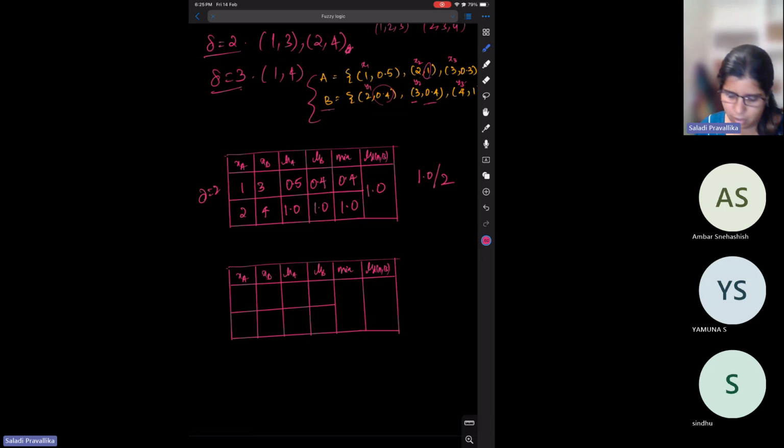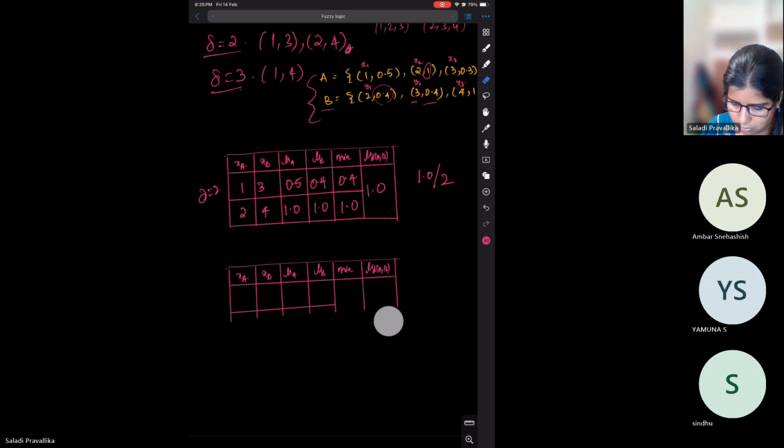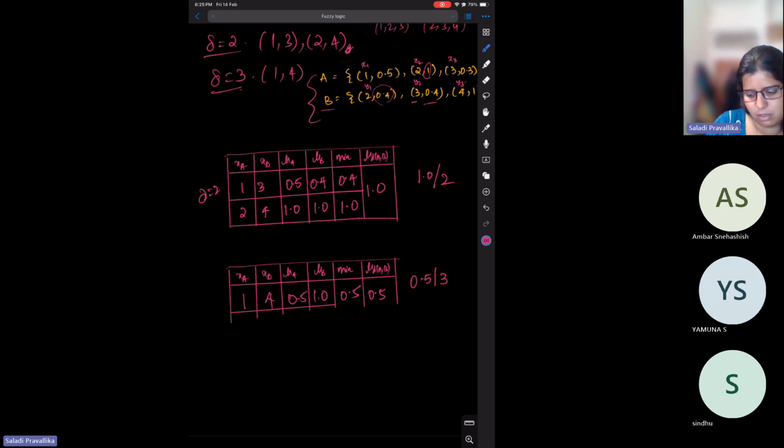Then for this one, we have only one set, 1 and 4. For x equal to 1 from fuzzy set A it is 0.5, and x equal to 4 from fuzzy set B it is 1.0. The minimum of these two is 0.5, and since we have only one, we just take that. So this is 0.5 for delta equal to 3.